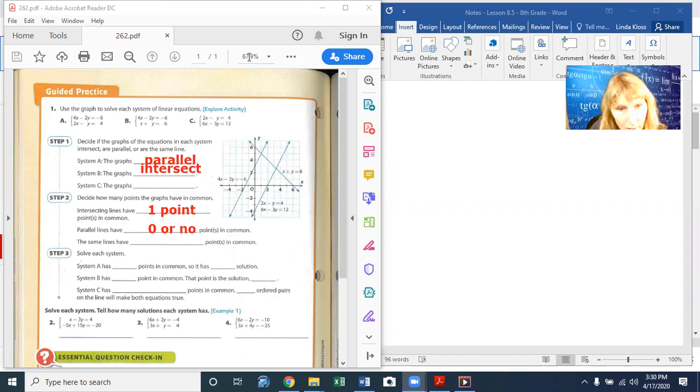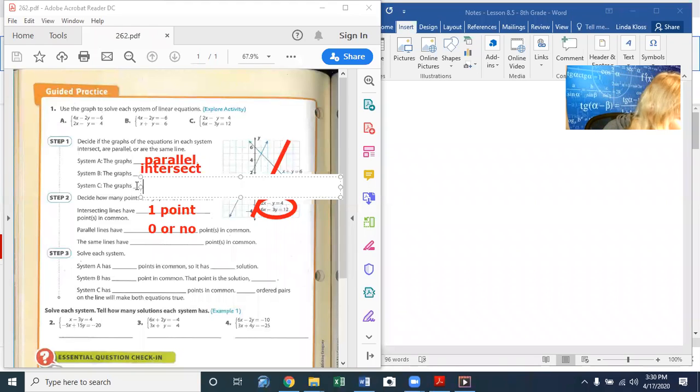2x minus y equals 4. That's this line here. So let's draw that. 2x minus y equals 4 there. And the other one is 6x minus 3y equals 12. So let's circle both of these right here. That's the same exact line, right? You can see that all we did was multiply by a 3 on the first equation to get the second equation. So what would we say about those graphs? They are the same line, right?